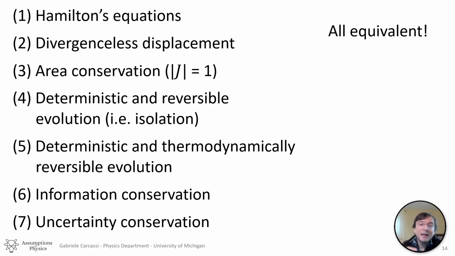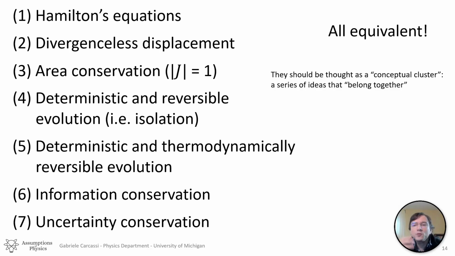And it seems to me that having these 7 different ways of looking at things not only gives us more intuition, it gives us more tools to understand the problem. I really think that understanding classical Hamiltonian mechanics means fully understanding that there are all these different ways of looking at it and that you can pass from one to the other. So this is what we call a conceptual cluster. It's a series of ideas that seem disconnected, but actually they belong together and allow us to understand the physics, the mathematics, and the information theory in a much better way.